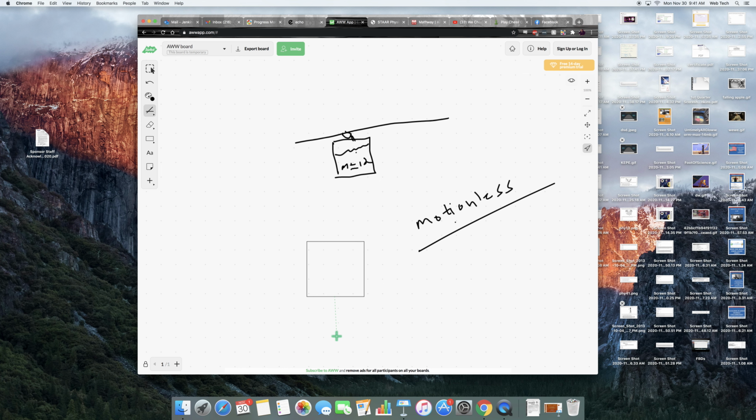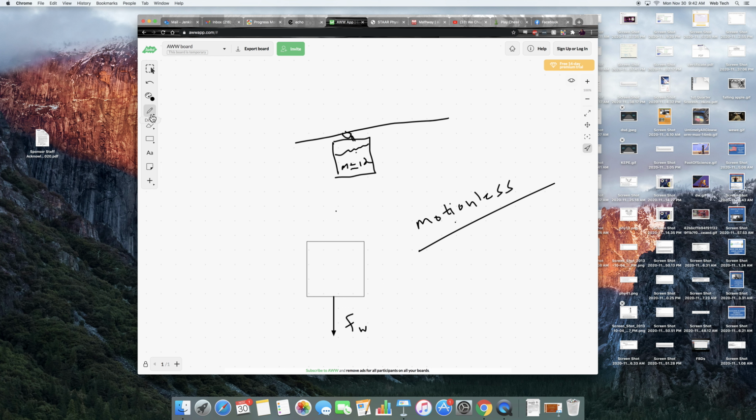So what do you think is pulling down? If you say gravity, you're right. And that's its weight. That's the weight of the bucket, right? And I'm going to label that. So F of the weight of the bucket, right?